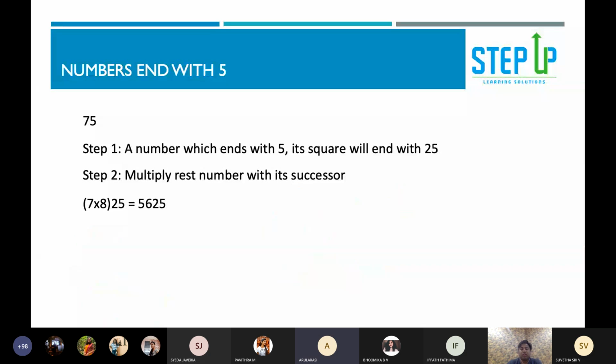Now there's another application of numbers ending with 5. Generally, when we multiply 75 by 75, the sum of the unit digits is how much? 10. 5 plus 5 is 10. And your 7 is the same, right? If you tweak this number, say 73 multiplied by 77, here also the sum of the unit digits is 10. Correct? And your initial digit is the same.